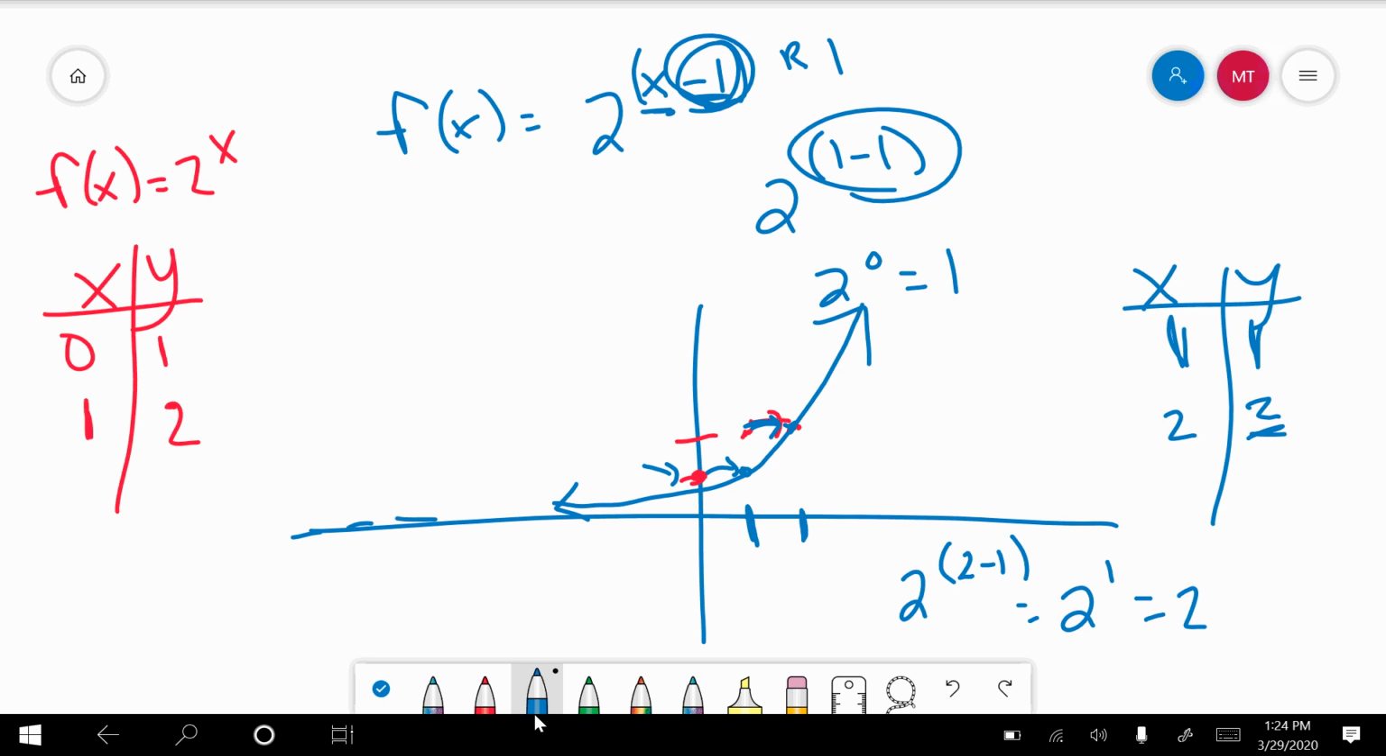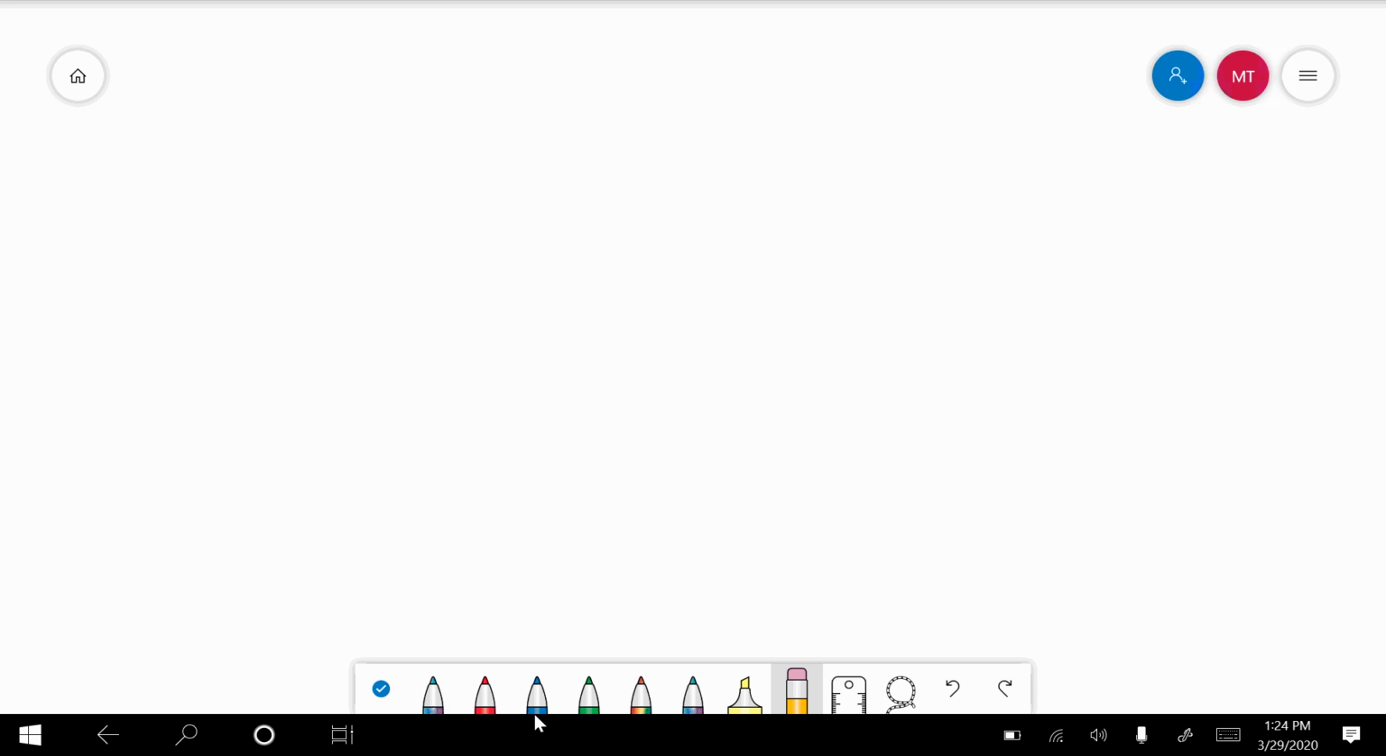My asymptote is not going to move because it wasn't moved vertically, so it's still going to be at y equals 0. All the stuff that we've talked about in the past is still going to ring true. And none of that is going to change.